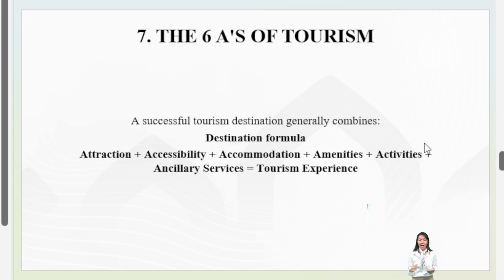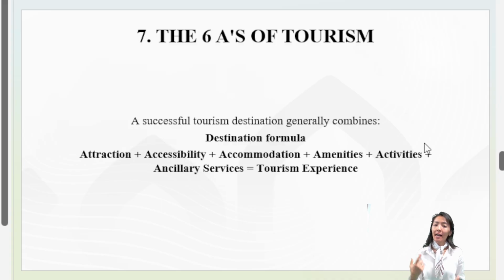In tourism, we have the 6A of tourism. It means one of the important concepts. In the seminar task, I will ask about it. Firstly, the destination formula, or tourism formula: attraction, accessibility, accommodation, amenities, activities, and also additional services. All of them together give us tourism experiences, which is very important.